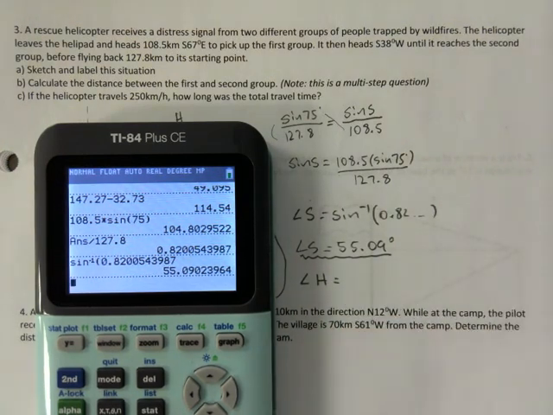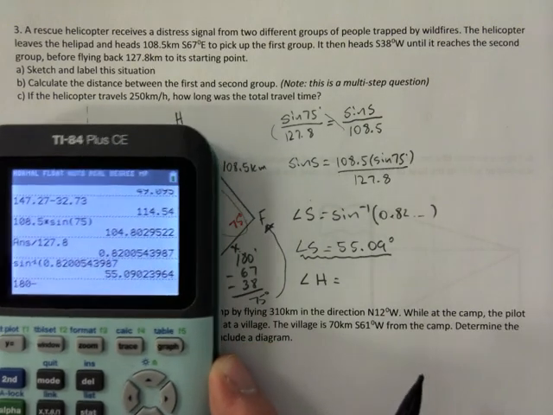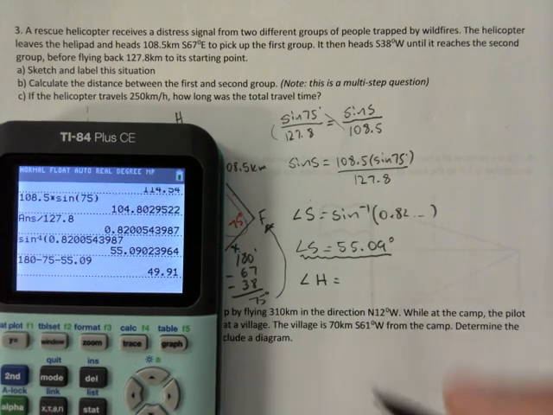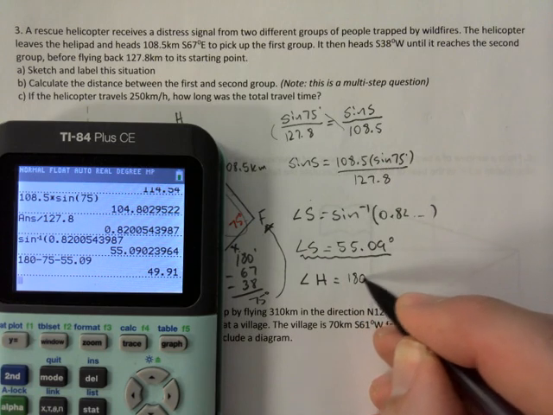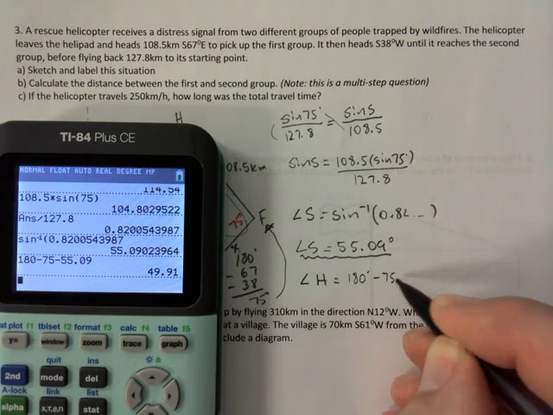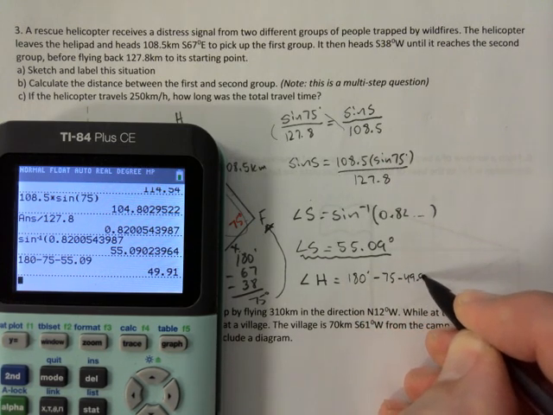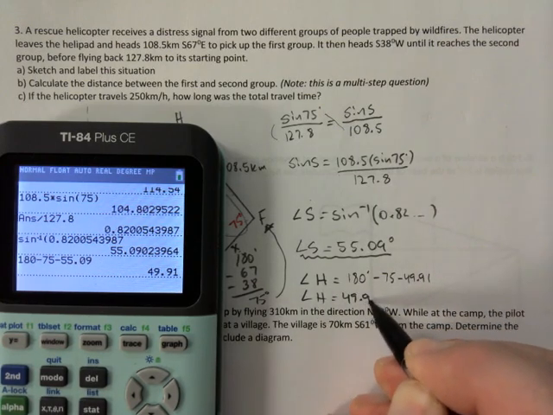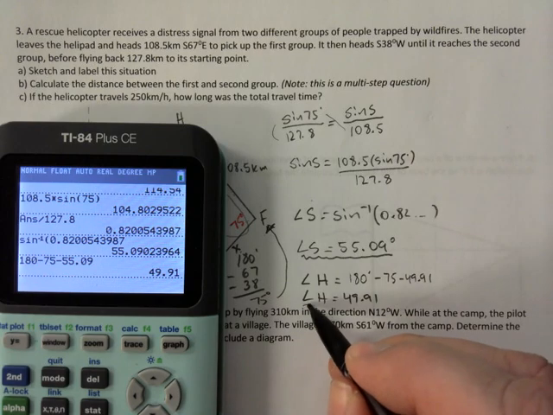I know my key is probably a different letter than what I've used. The way I know myself, I always deviate from the script. So 180 minus the 75 that I found minus the 55.09. Let the marks tell you how much work will be required. That's 49.91. Also important.